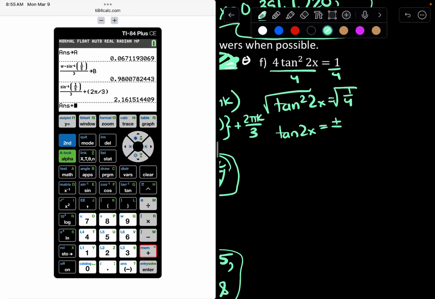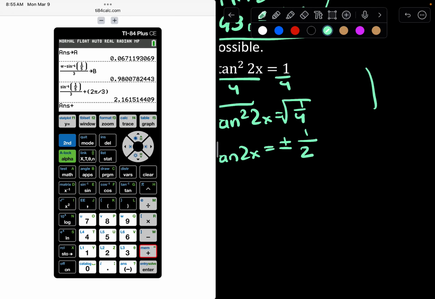Now, I'm going to split up this radical. So we have root 1 in the numerator, which is 1. And then we have root 4 in the denominator, which will just be 2. So we end up with plus or minus 1/2. Now, this is not standard for tangent on the unit circle. However, we will end up with 4 solutions. So we'll have a solution in quadrant 1, quadrant 2, quadrant 3, quadrant 4.